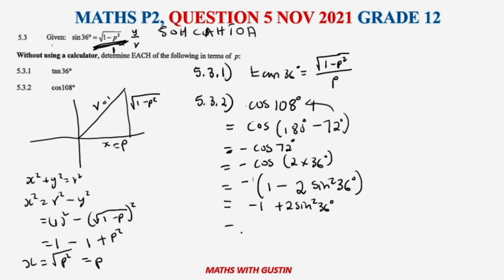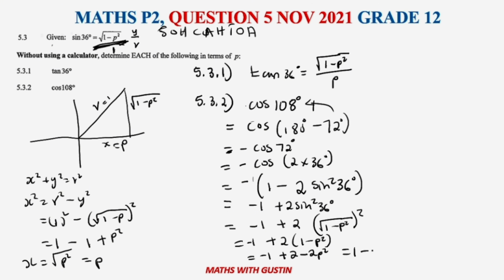With that, you can substitute sine 36, which you already know there. Minus 1 plus 2 times sine 36 squared, which is the square root of 1 minus p squared, all squared. Now we can simplify this as just algebra. Plus 2 times 1 minus p squared is going to be minus 1 plus 2 minus 2p squared. Therefore this answer is going to be 1 minus 2p squared. And that's how you would deal with a question like this one.